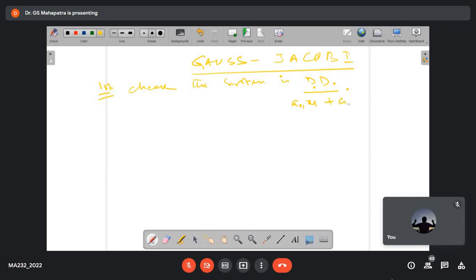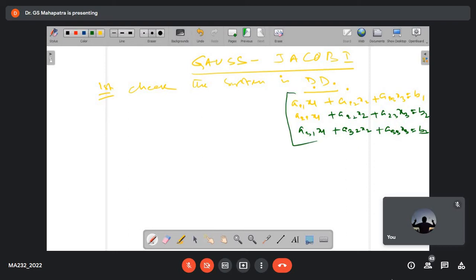Okay, a11 x1 plus a12 x2 plus a13 x3 equals b1. a21 x1 plus a22 x2 plus a23 x3 equals b2, and a31 x1 plus a32 x2 plus a33 x3 equals b3. I have considered only 3 equations, 3 unknowns.